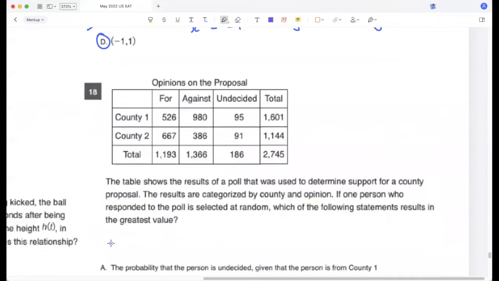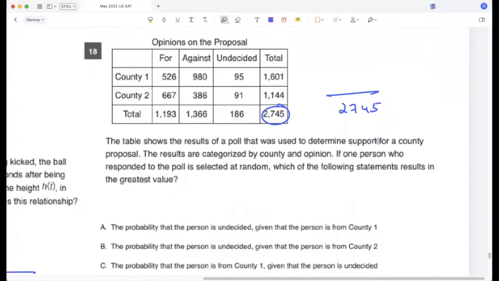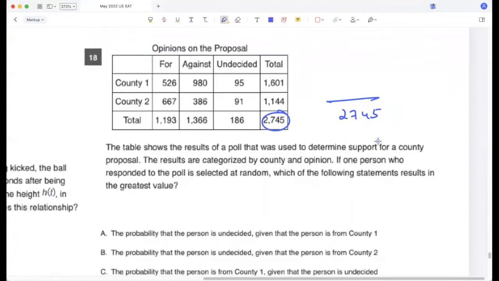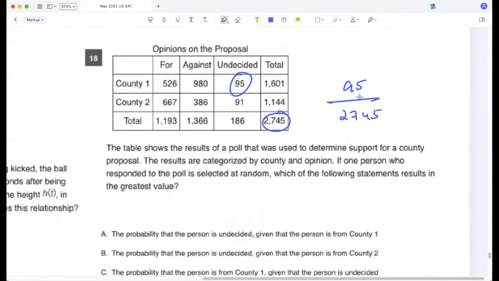The table shows the results of a poll that was used to determine support for a county proposal. The results are categorized by county and opinion. If one person who responded to the poll is selected at random, okay, so any of these 2745, which of the following statements results in the greatest value? The probability that the person is undecided given that the person is from county 1, so that's 95 by 2745. Actually, the denominator is the same, so we just have to compare the values in the numerator, and whichever is the greatest will be the answer. So 95 for A.